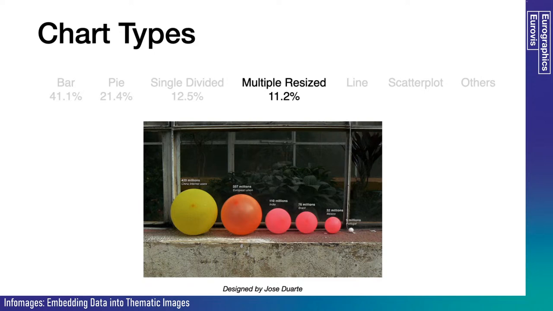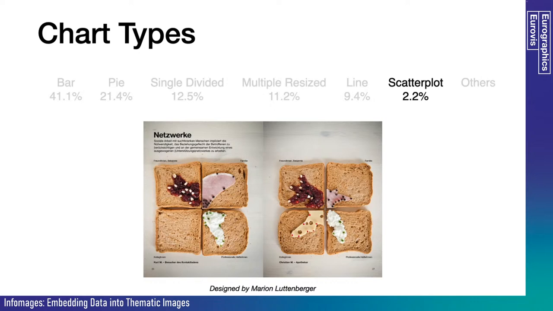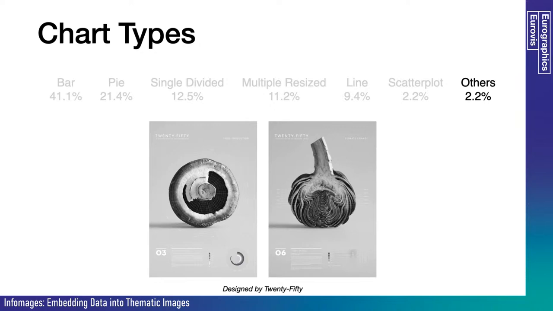Next, 9.4% of the graphics consist of line charts. And here, an image object like the green straw or edge of the cheese represents data values over time. We also had a few scatter plots, 2.2% of the graphics to be exact, with various image objects representing points, axes, and areas. Finally, all other visualizations that occurred only once, such as sunburst charts or contour maps, were put into the others category, which covered 2.2% of the graphics.